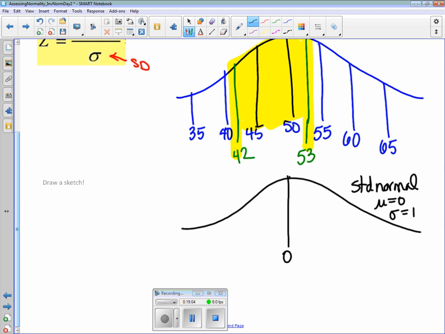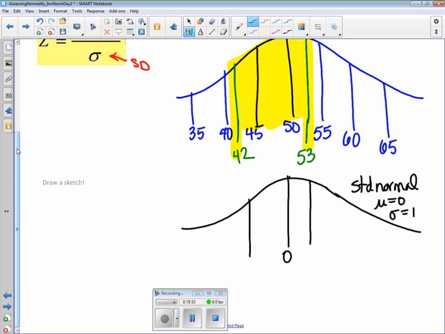When I'm asking you to answer this question, I am going to try to draw it as exact as I can. You don't necessarily have to do the 1, 2, and 3 standard deviations above like I did in the blue. You just put the mean, except we're not going to write 42. We're going to write the z-score that's associated with 42 and 53 here. Okay? So let's find those two values.